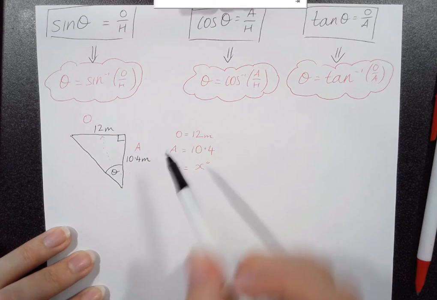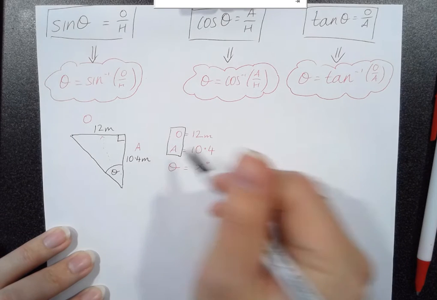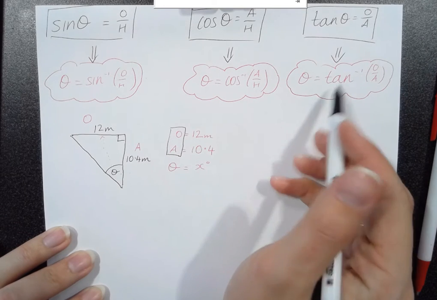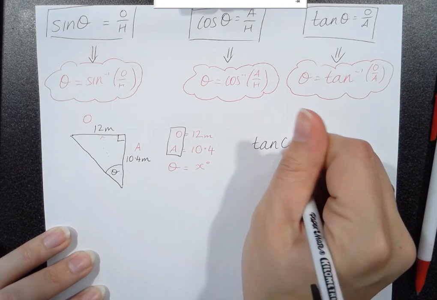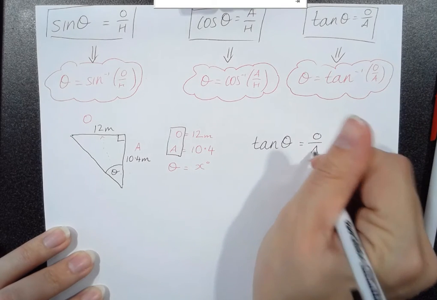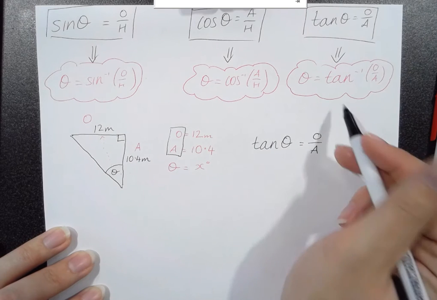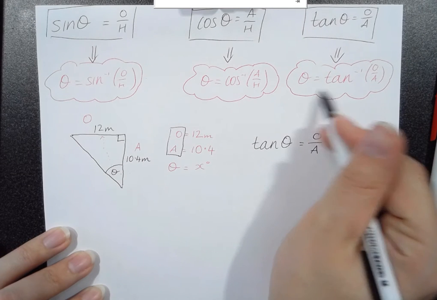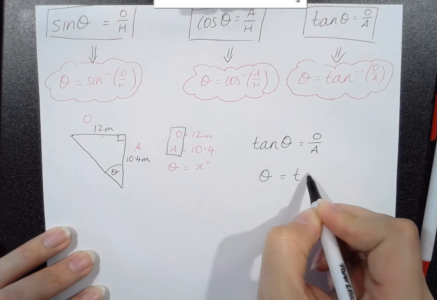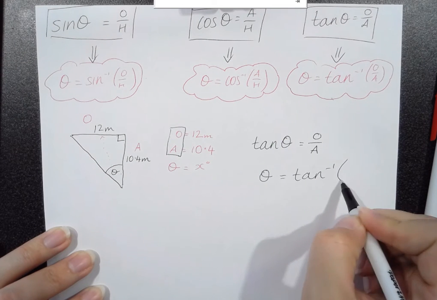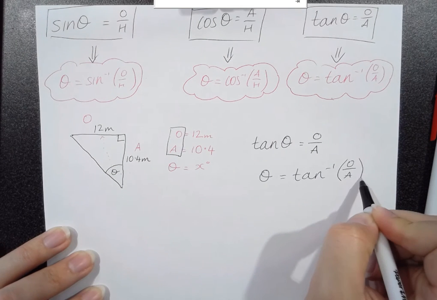So the exact same process happens. I go, all right, I've got an O and an A. That fits what looks like tan. So I'm going to write my tan rule down first of all. But I know that I already have all the sides, so I need to use this inverse rule. So theta equals inverse tan of opposite over adjacent.